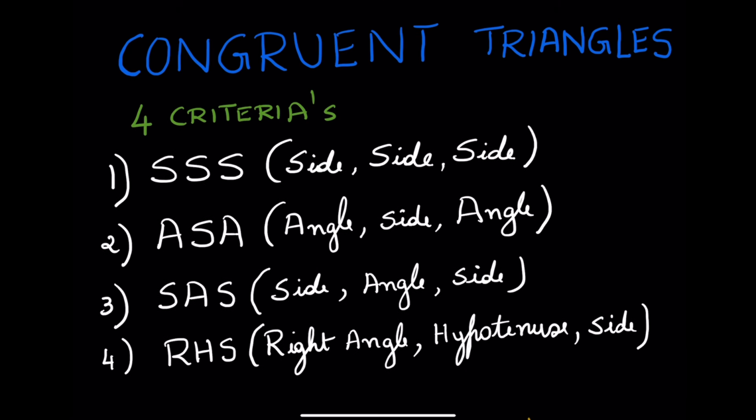So the criteria is side, side, side, and it's popularly known as SSS, ASA, angle, side, angle, SAS, side, angle, side, and the most important one is RHS, right angle, hypotenuse, side. Now let's understand each one in detail.